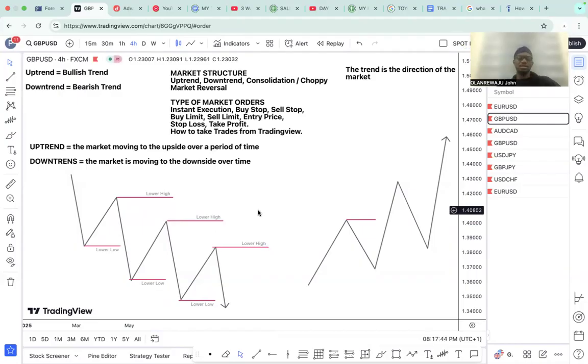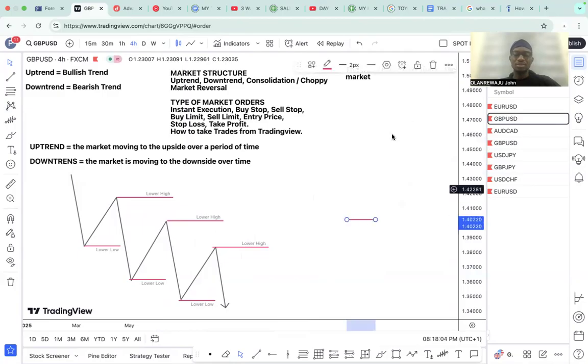So does that make sense? So a downtrend creates series of what? Lower lows and then lower highs. Uptrend creates series of higher highs and then higher lows. However, for a consolidation market, what is happening? The market is just bouncing between two regions. So in that case, you really can't just give any labeling to the market.